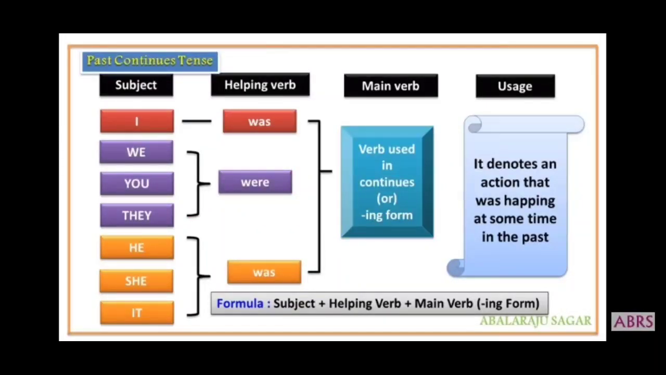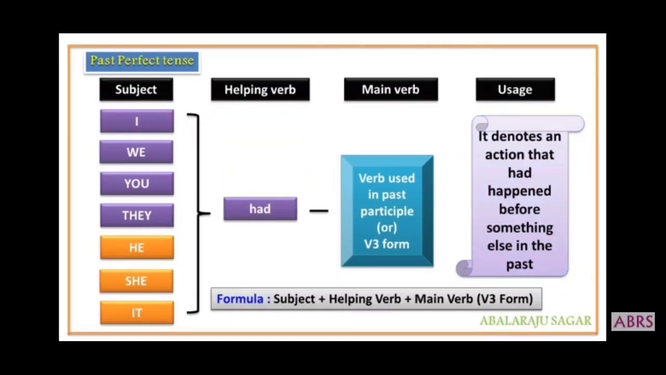Now we will see the illustration. Like past continuous tense, if the subject is I, then we use the helping verb was and then verb plus ing. If the subjects are we, you, they, then we add were and then verb plus ing. And if the subjects are he, she or it, then we add was and then verb plus ing. So the formula is subject plus helping verb like was, were and then verb plus ing. Means it denotes an action that was happening at some time in the past.